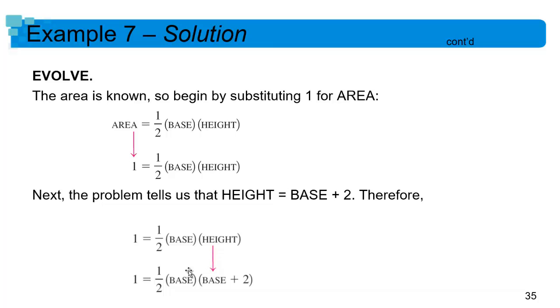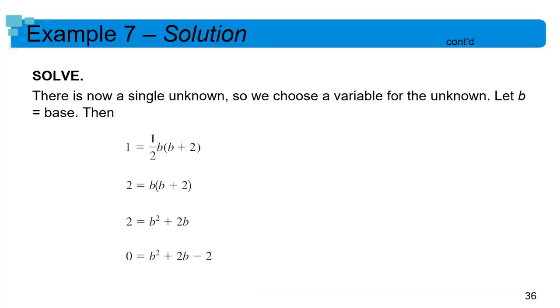Plug this in for height, and now we get everything in terms of bases, right? So we get 1/2 base times base plus 2. Instead of base, we're just going to use a little b: 1/2 b times b plus 2. We want to get rid of the fractions, so multiply both sides by 2. Then we want to get rid of the grouping objects, so we distribute the b through.